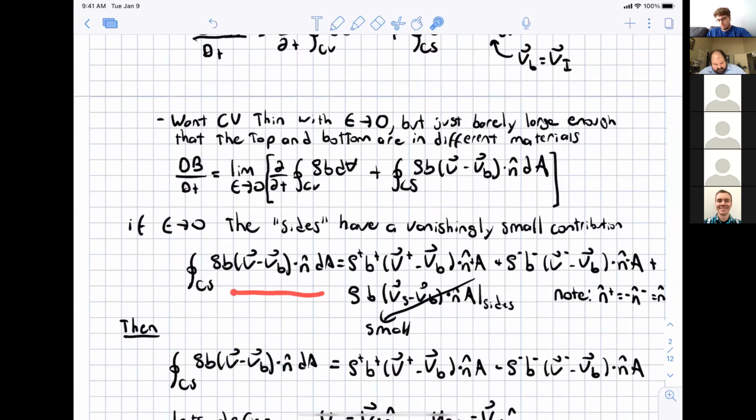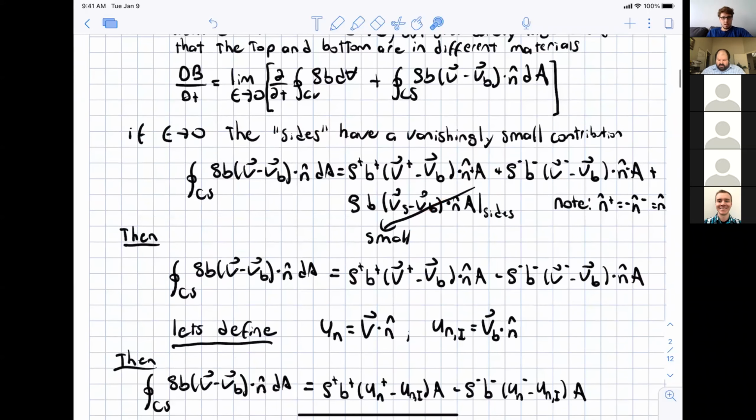So if we are to expand the surface integral into all four of its terms, we have the top, the bottom, and the sides. And the sides are small relative to the top and bottom. So our surface integral just basically turns into the difference in the fluxes going through the top and the fluxes going through the bottom. Okay, and so that should be fairly intuitive if you think about it from just drawing the standard control volume.